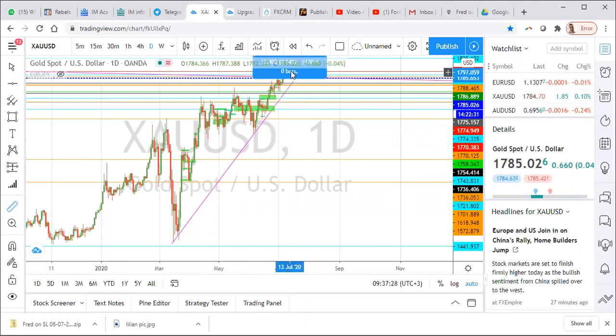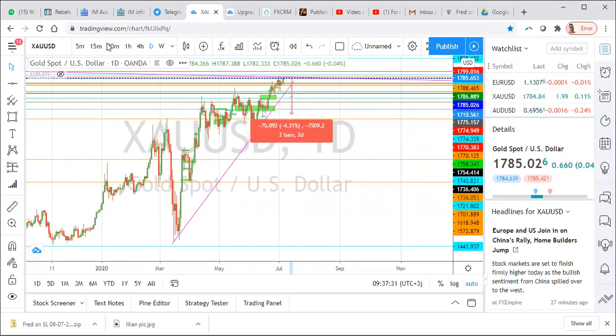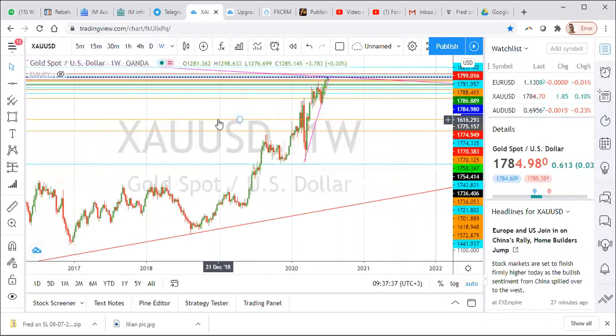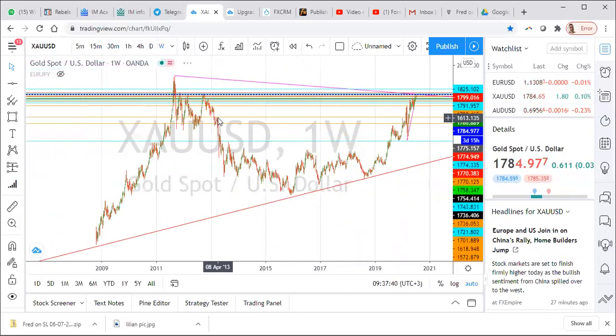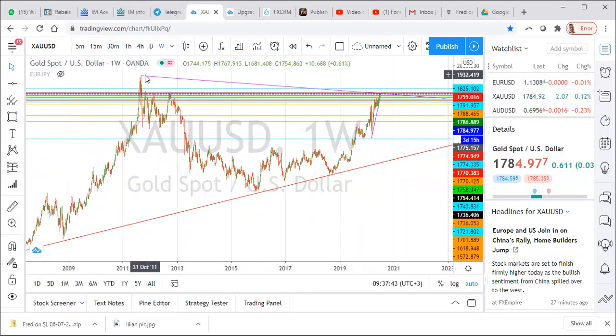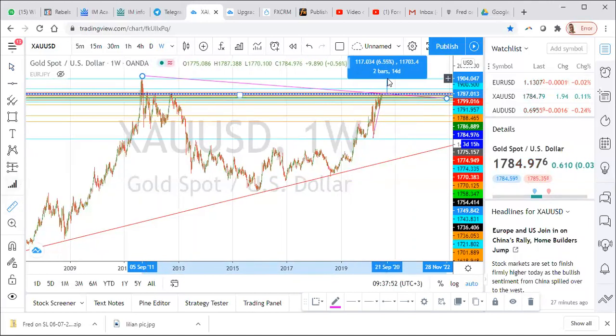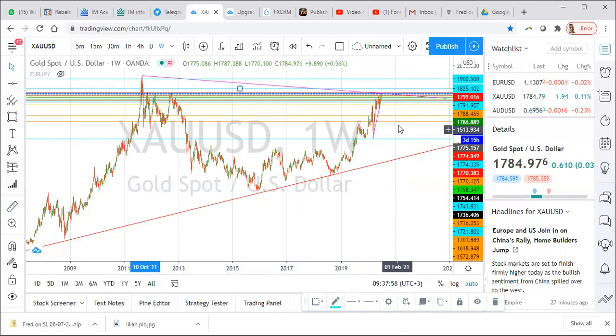Okay, so let's look at the lower time frame. First, let me look at the weekly. Yeah, so looking to fill this gap here. That's what I'm anticipating. So definitely gold is going to break and really do its thing. It could even get to a high of 1900. But in the near term, I'm looking at 1825 as a possible area of interest.